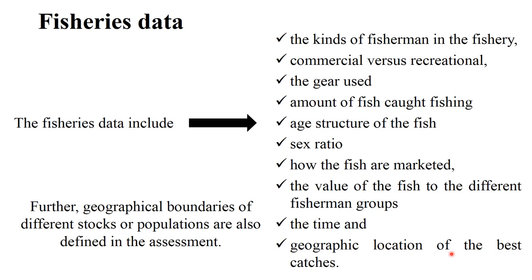This is a very important parameter, and it can be estimated from satellite data and from the GPS system. When fishermen get a high catch in a particular region, they also take the GPS point of that region to estimate the geographical location of the best catch. The geographical boundaries of different stocks or populations are also defined in the assessment. If you want to assess a fish stock, you don't have to consider any political or geographical boundaries, because fish don't care about political boundaries.